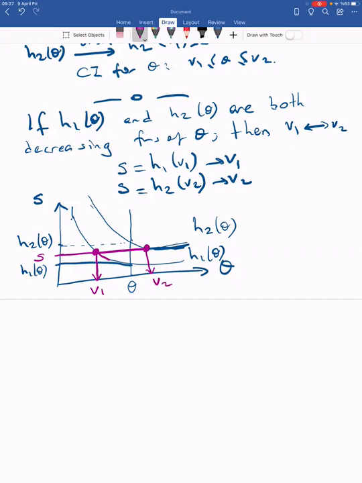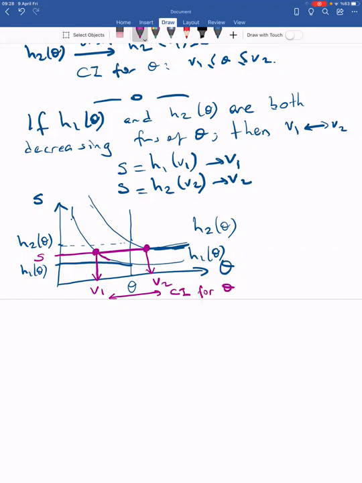So from the lower bound of S we can get the lower bound for theta. From the upper bound of S we get the upper bound for theta. So these two region values give us the confidence interval for theta.